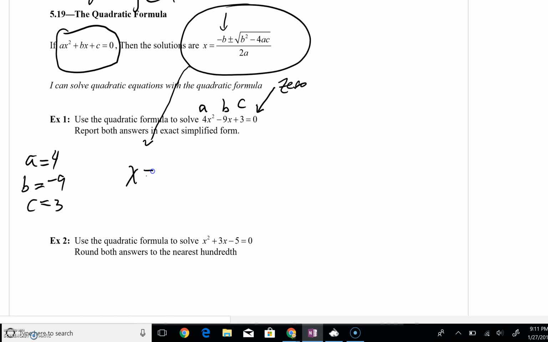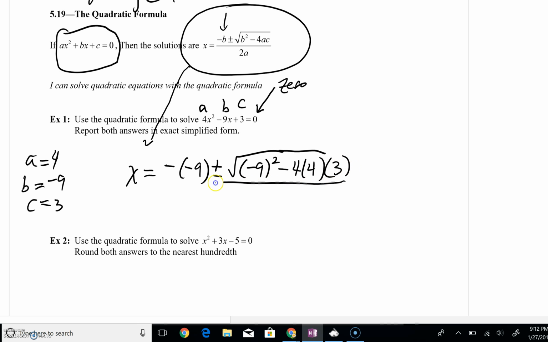Opposite b, well, x is going to equal the opposite of, well, our b is -9. I'll say plus or minus the square root of, well, whenever you square something, put that in parentheses. We'll have -9 squared minus a 4. Now my a is also a 4. My c is a 3. And then I'm going to divide by 2 times a. That's 2 times 4.